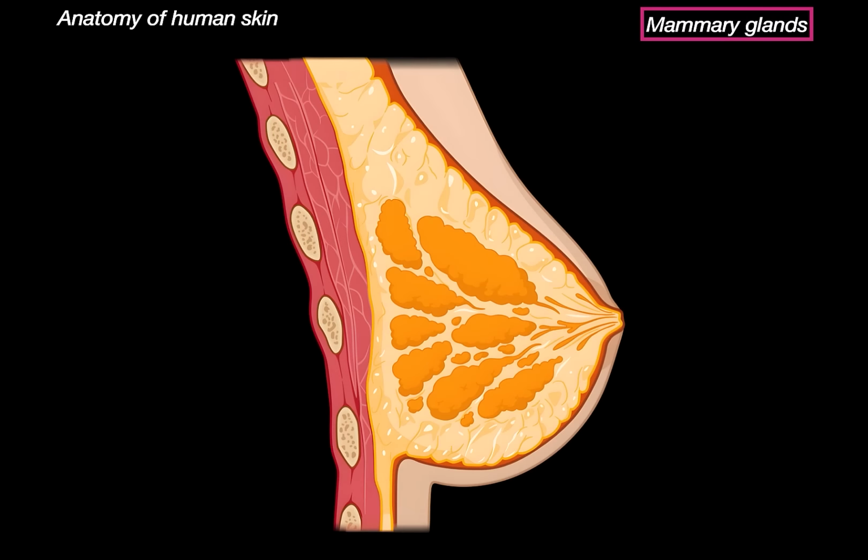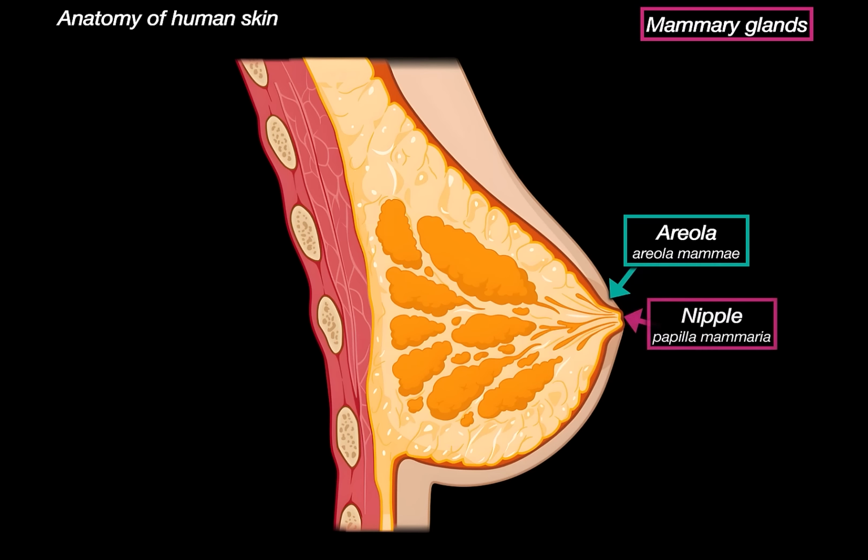On the surface, we can see two landmarks, the areola, which is the circular pigmented skin around the nipple, and the nipple, which is basically a small projection containing the openings of the lactiferous ducts. When the smooth muscle in the nipple and the areola contracts, for example in response to cold or stimulation during breastfeeding, the nipple becomes more prominent and firmer, which helps the infant latch on.